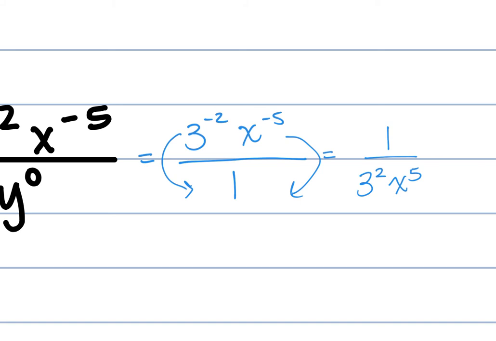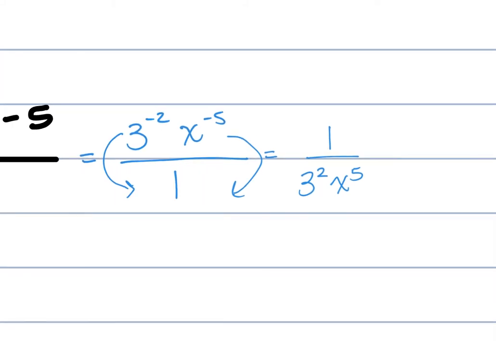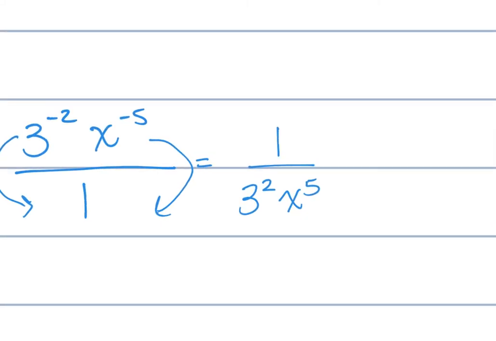Now, we're super close to finishing this problem. There is something else that we can simplify. So 3 to the second power can become... Very good. 3 to the second power is just 3 times 3, which is 9. So this is 1 over... yeah, go ahead, Brady. 9x to the 5th. And then we're done.